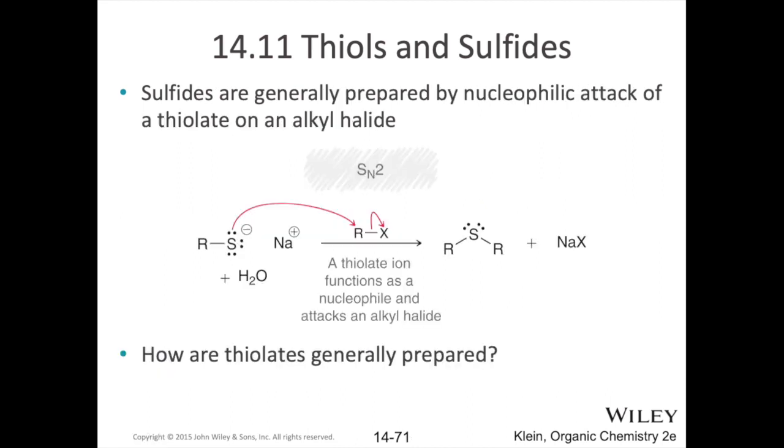Okay, so to make a sulfide, we again take advantage of thiolates as good nucleophiles, and we just take our thiolate and react it with an alkyl halide. Of course, that's a great way to add on that alkyl group there and kick off your halide as your leaving group, and there's your thioether, your sulfide.